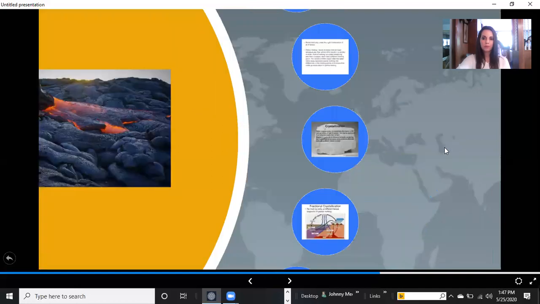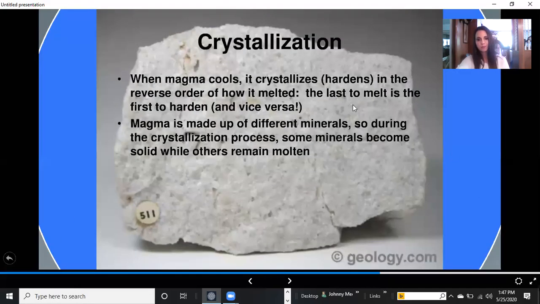Okay, so how do they crystallize? When magma cools, it crystallizes or hardens in the reverse order of how it melted. Whatever the last element to melt is the first to harden. Like in our wax and ice demonstration that we talked about, the wax would actually come together and cool first. So that would be the order that it would cool and crystallize in. You'd have the wax first, and then you'd have the water next.